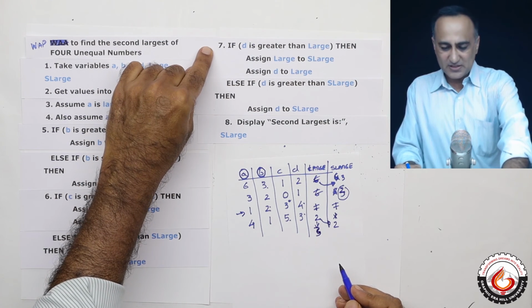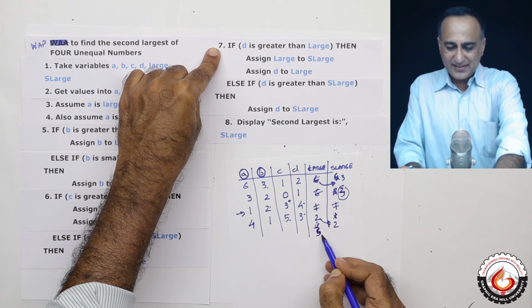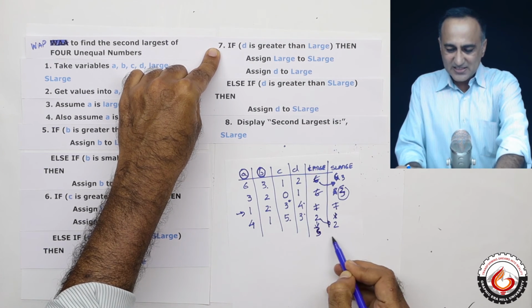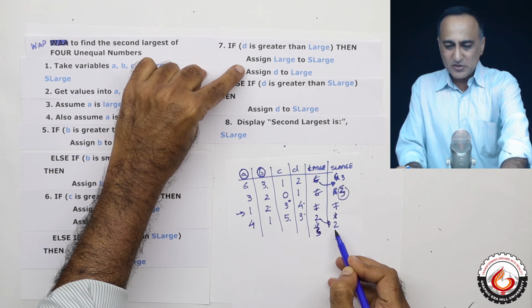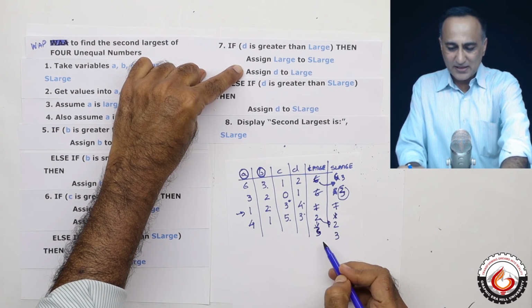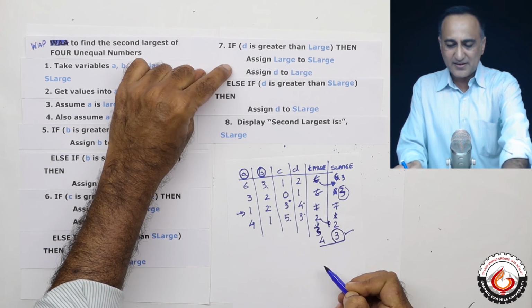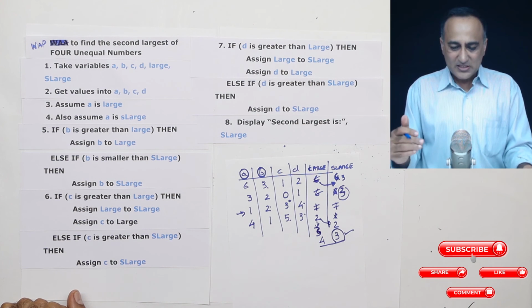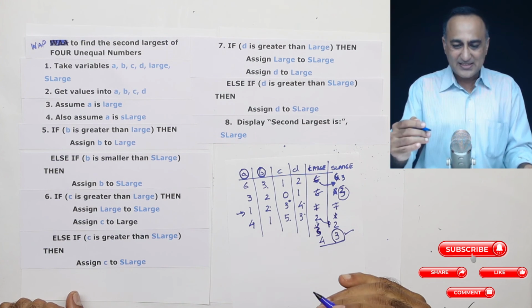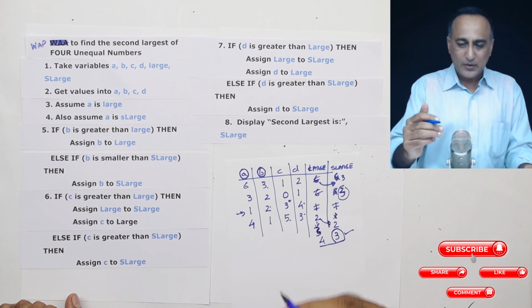Then I come to the seventh step. Now D is 4. Is 4 greater than 3? Yes. So second large is replaced by the current value of large, which happens to be 3. Then what happens to large? Large is replaced by the value of D, which happens to be 4. So my second largest in this case happened to be 3 and it's going to print the value of second largest as 3. This way you can play around with different cases and you will see that in every case this particular logic, take any combination of 4 unequal numbers, it will give you the answer.